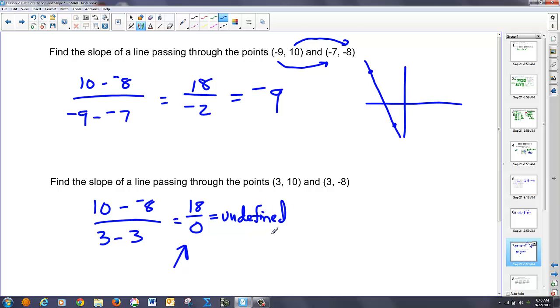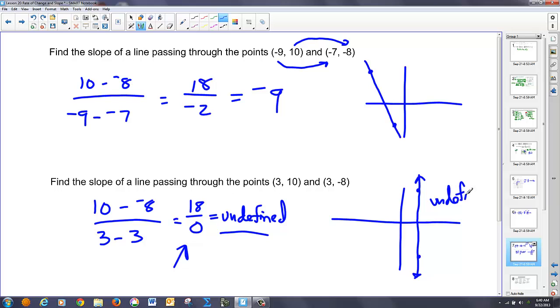So what does an undefined slope look like? Well, let's take a peek at the graph. If I have 3, 10 and I graph that somewhere around here, and here's 3, -8. Notice this is a vertical line. This has an undefined slope.